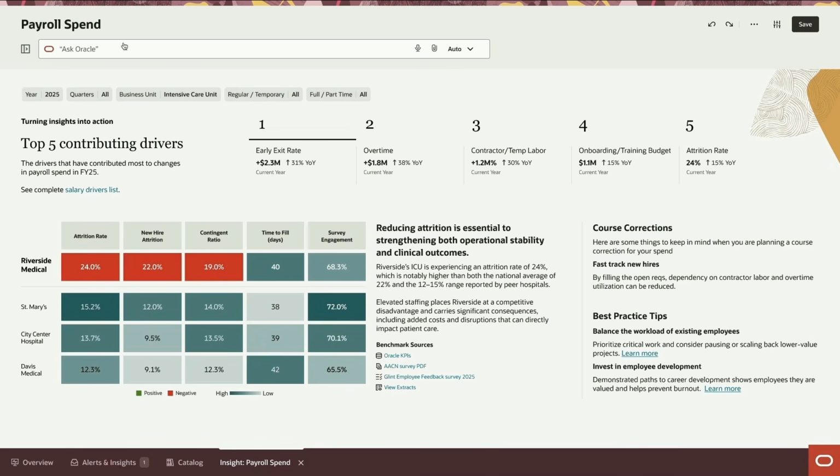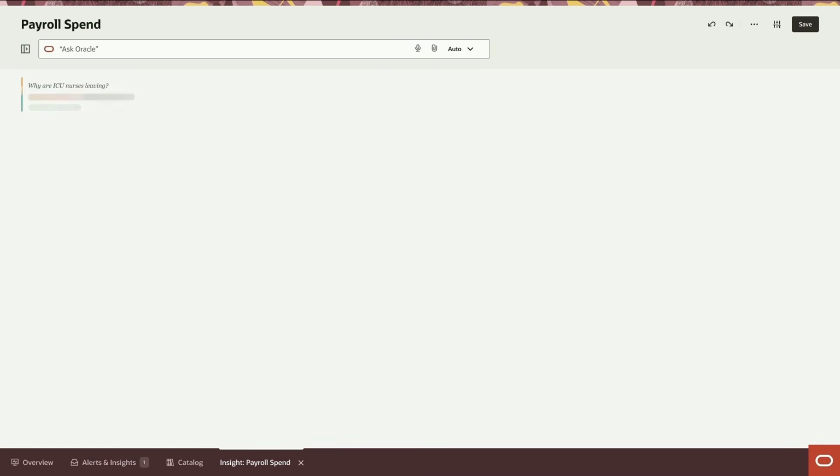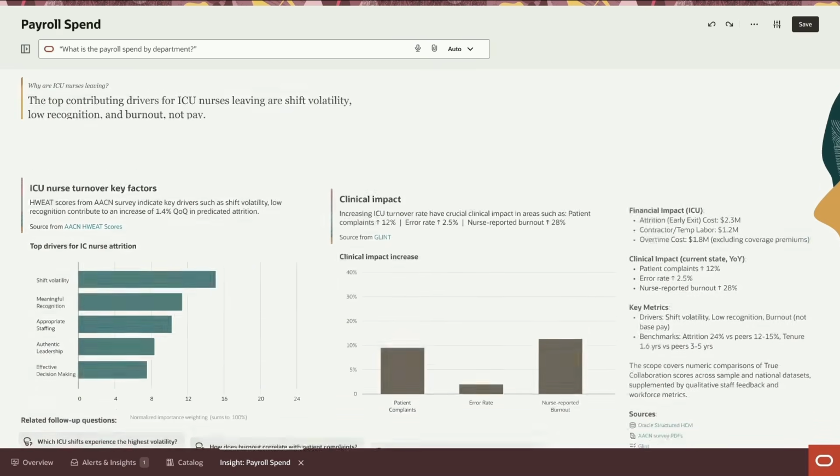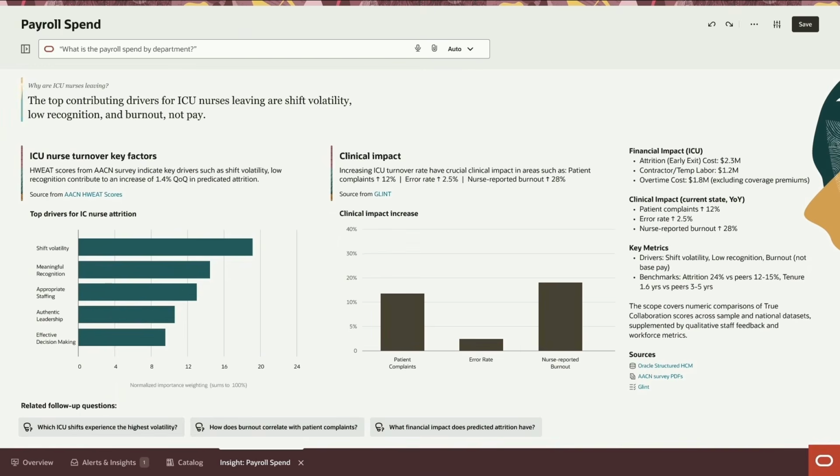Dr. Zoe asks the agent, why are ICU nurses leaving? And AIDP synthesizes the data from multiple sources. The agent analyzes data from HCM, ERP, and multiple unstructured surveys and answers that shift volatility, low recognition, and burnout rather than pay are the main drivers.